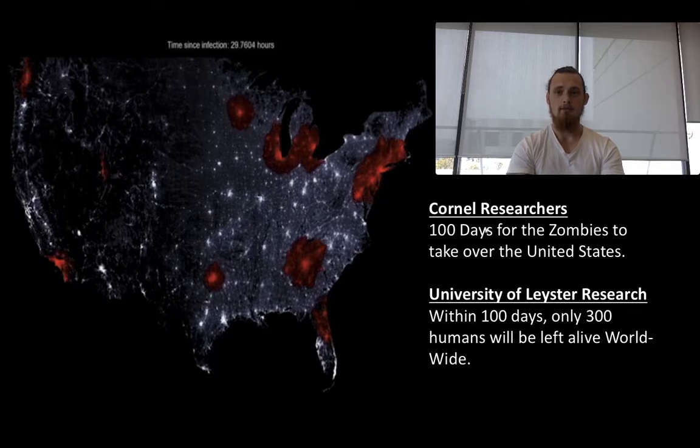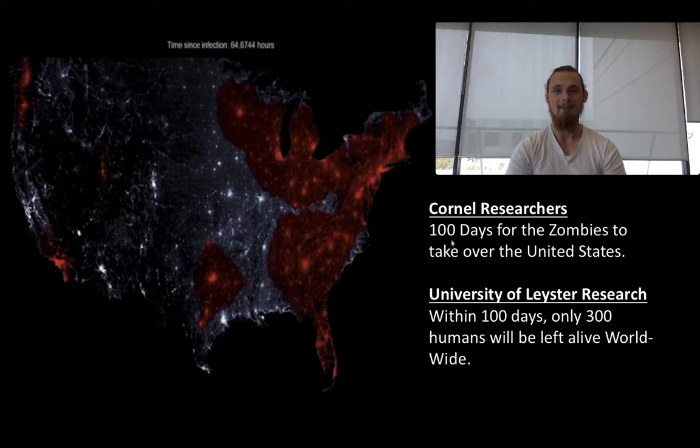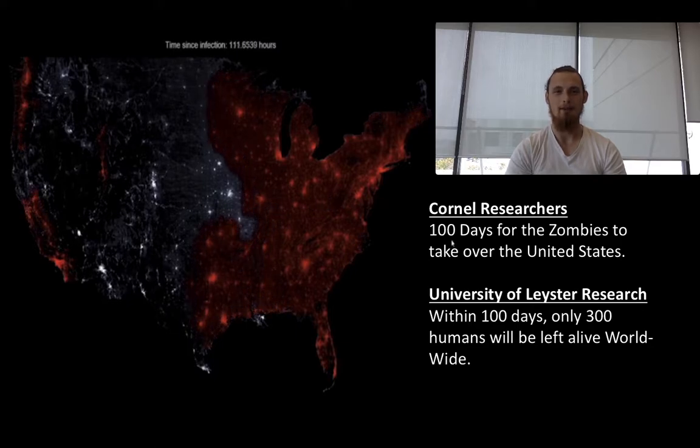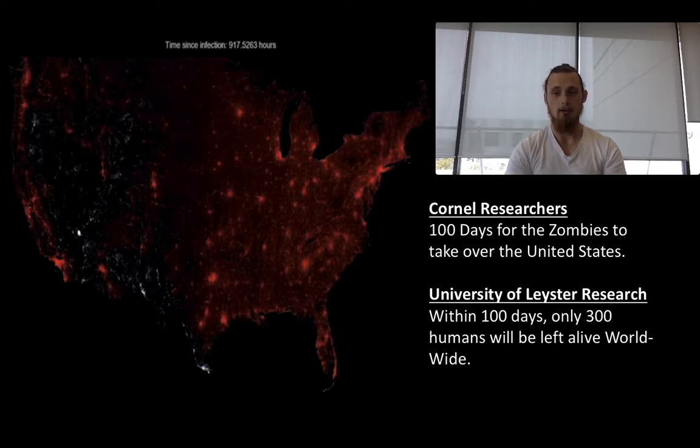Now, this concept of a zombie apocalypse has fascinated the world for years, and studies conducted by Cornell researchers using the same research concepts for both Ebola and measles found that it would take less than 100 days for the United States to be completely overrun by zombies. Physicians from the University of Leicester further support this research, stating that within the initial 100 days, not only would the United States be overrun, the entire Earth would be left with less than 300 humans.